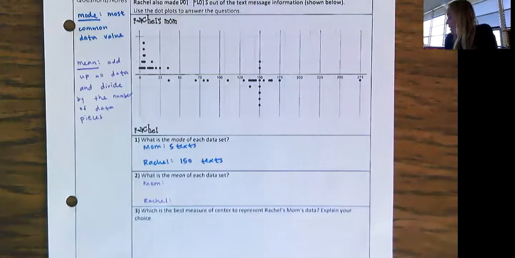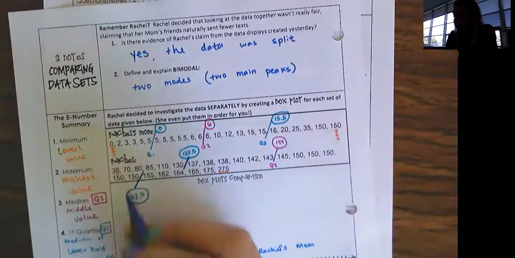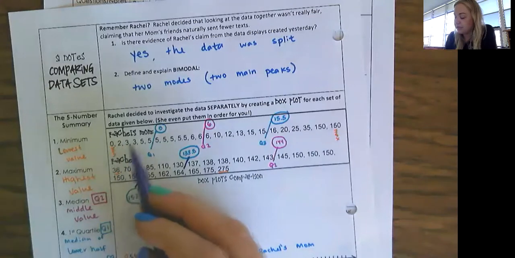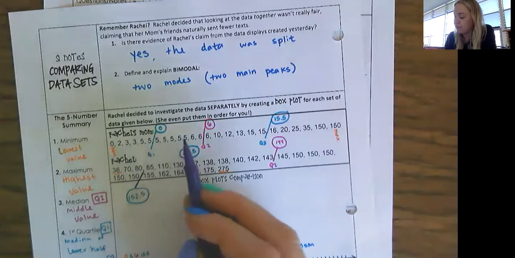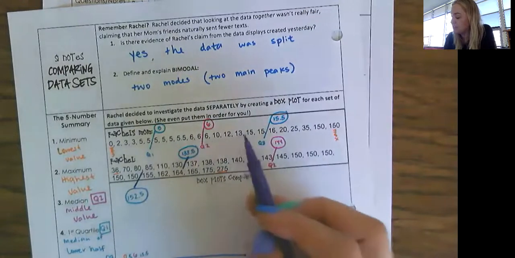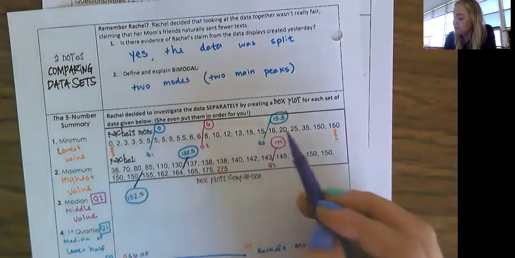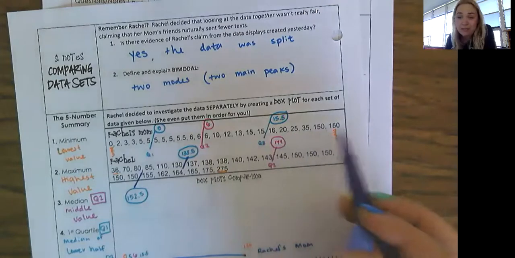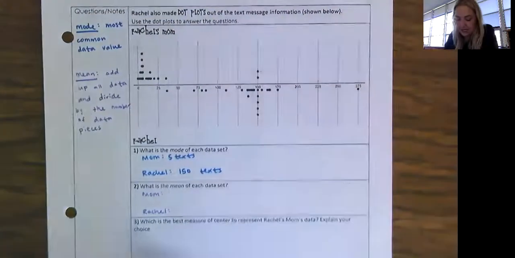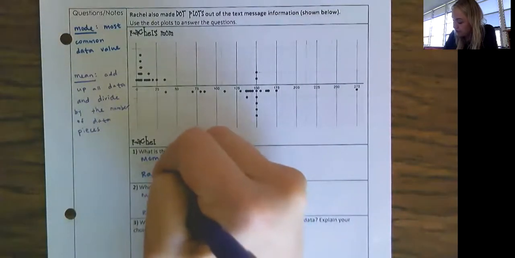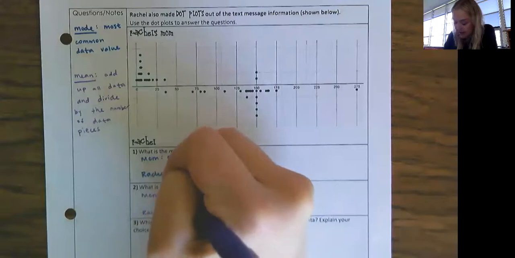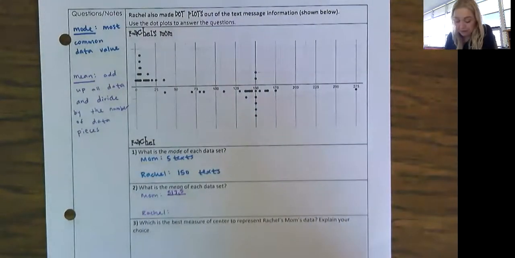So if I were to take all of Rachel's mom's numbers here, and I were to add up 0 plus 2 plus 3 plus 3 plus 5 plus 5 plus 5 plus 5 plus 5 plus 5.5 plus 6 plus 6 plus 6 plus 10 plus 12 plus 13 plus 15 plus 15 plus 16 plus 20 plus 25 plus 35 plus 150 plus 150, I would actually get this number, 517.5. That would be the sum of all those numbers that I just shouted out. And I'm going to divide that by the number of numbers that there are. And there are 24 numbers. So I'm dividing that by 24.